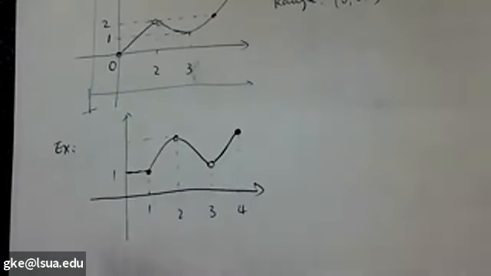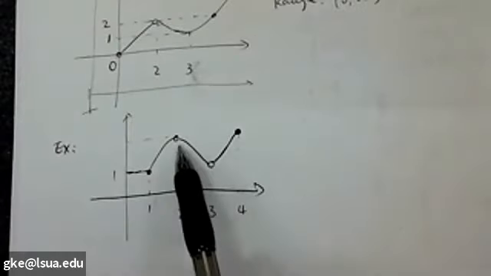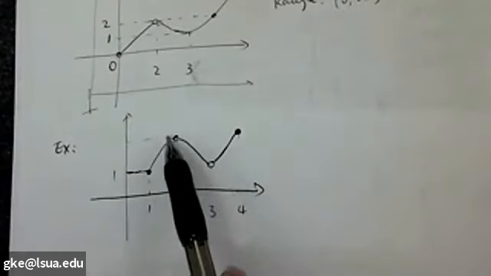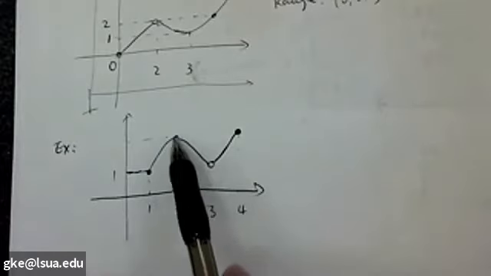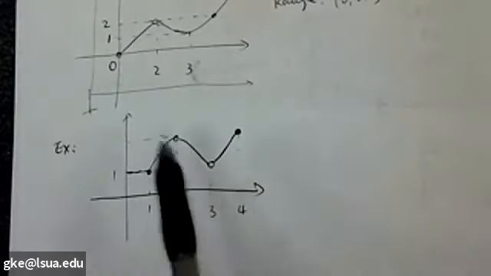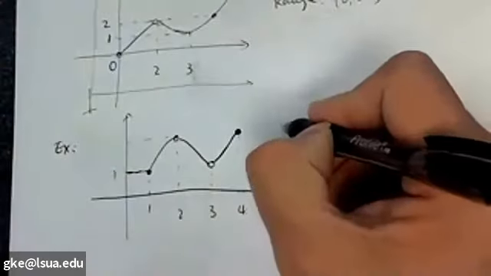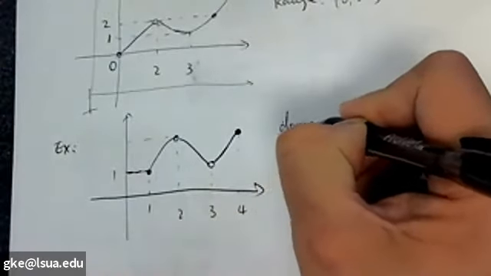Okay, so at the beginning, this point is filled. It's a solid point. Here, these two are empty, or circles. Empty circles. So now find the domain and range.